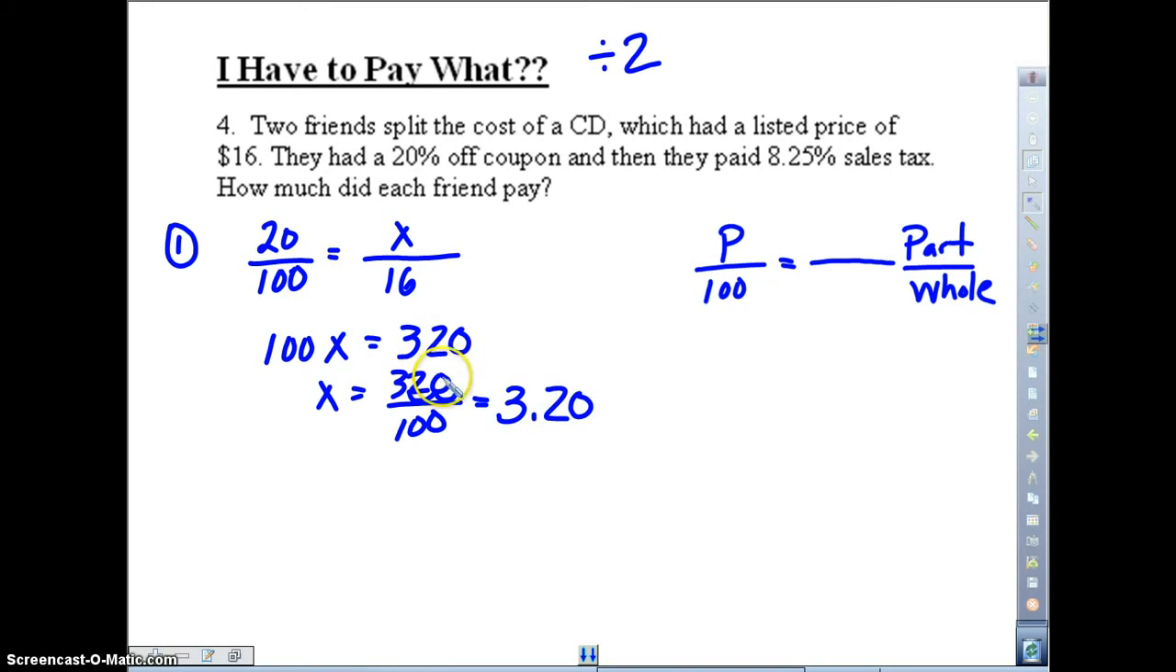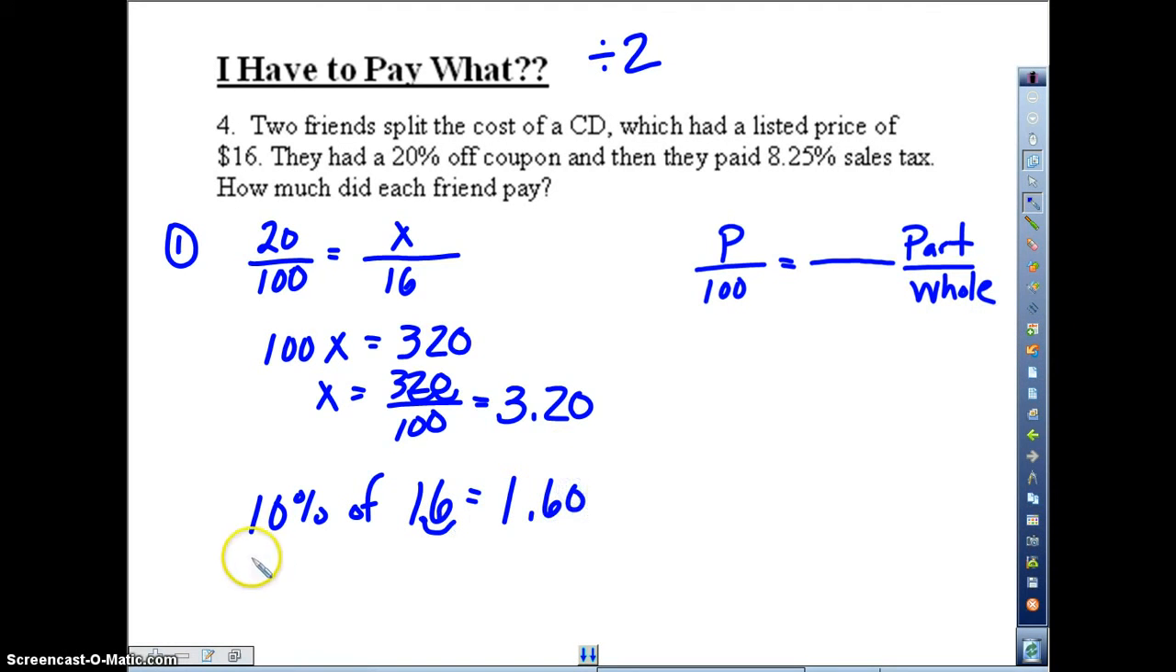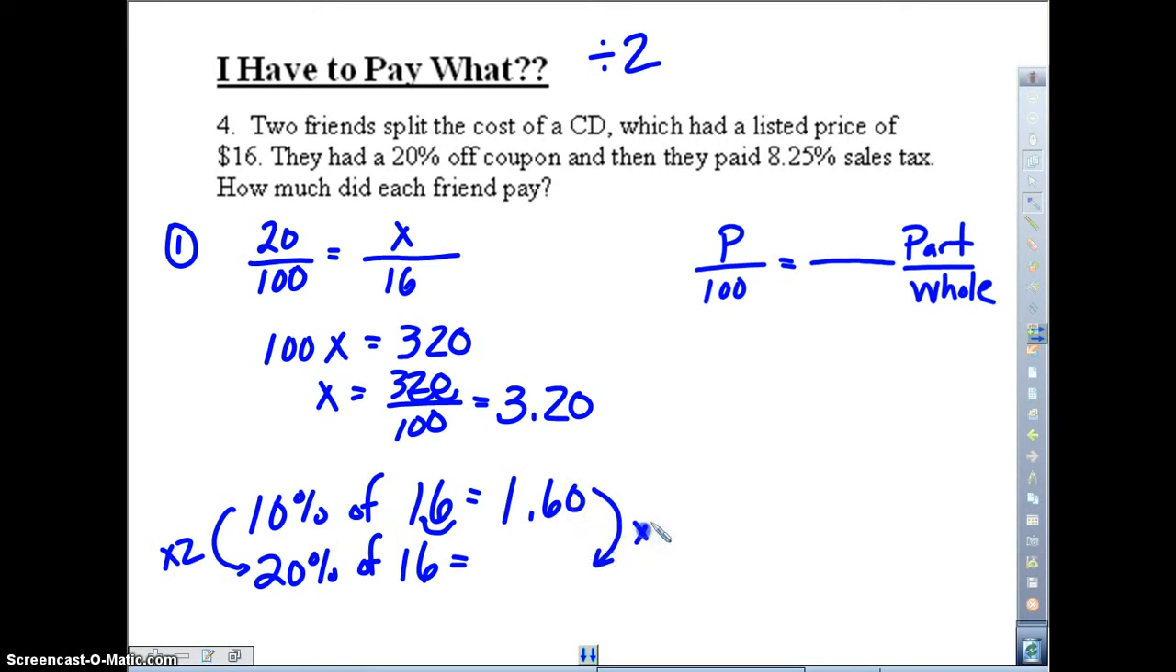You know, there's a faster way to do this. What's 10% of 16? 10% of 16 moves the decimal point 1 place, so that's $1.60. If 10% of 16 is $1.60, what's 20% of 16? Double this, and you get $3.20. Wasn't that a lot faster than doing this? I think so. Anytime I see easy numbers like 20%, I'm going to use this 10% rule. Okay?